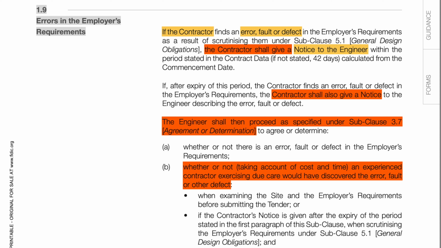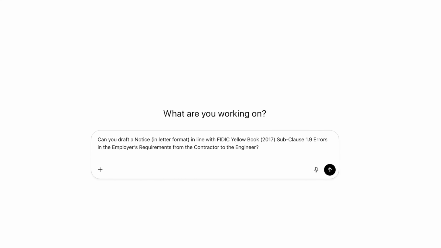Now, let's say we have a case like this as a contractor and we need to send a notice. Then we can use, for example, ChatGPT. We put in a prompt and let ChatGPT draft the notice, which we then can use. So let's give it a go. I've entered the prompt into ChatGPT, and let's see how well ChatGPT can make a draft notice.